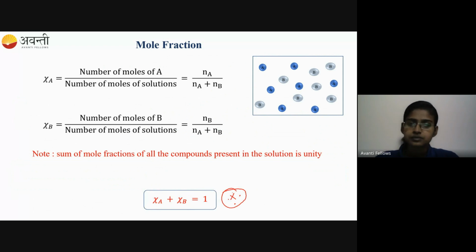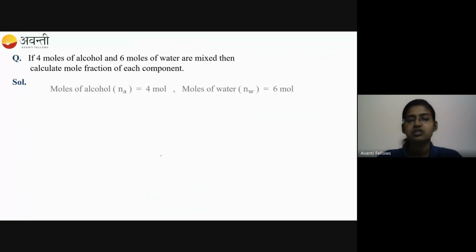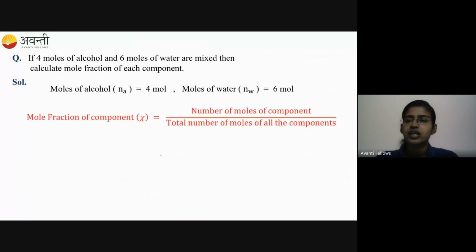With this formula, we will solve one question. If 4 moles of alcohol and 6 moles of water are mixed, calculate the mole fraction of each component. Moles of alcohol is 4 and moles of water is 6. We have to find the mole fraction using this formula. Can you find the mole fraction of alcohol first? Can anyone try?